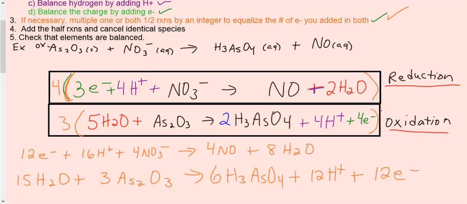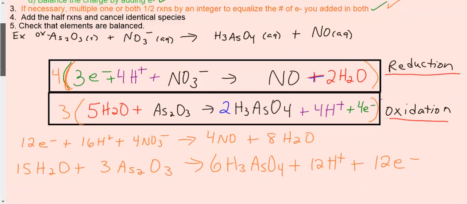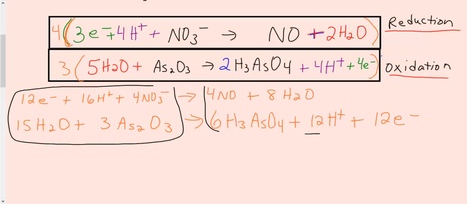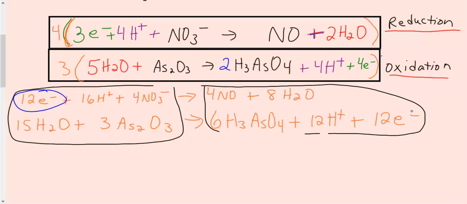Now we need to add the half reactions and cancel identical species. So we will add these two reactions. I'm just going to add everything on the left together and everything on the right together and cancel identical species as I go. I can already see that the 12 e on the right and the 12 e on the left can go ahead and cancel. So I'll go ahead and total everything else and cancel that when I get it written.